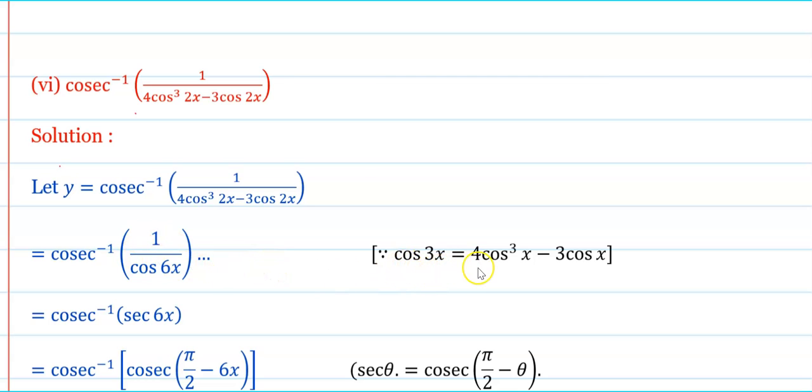That is, cos of 3x is equal to 4 cos cube x minus 3 cos x.